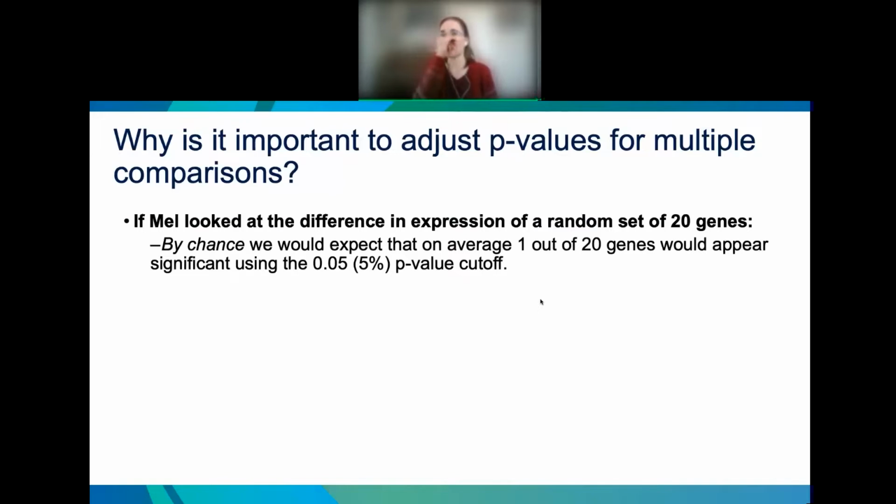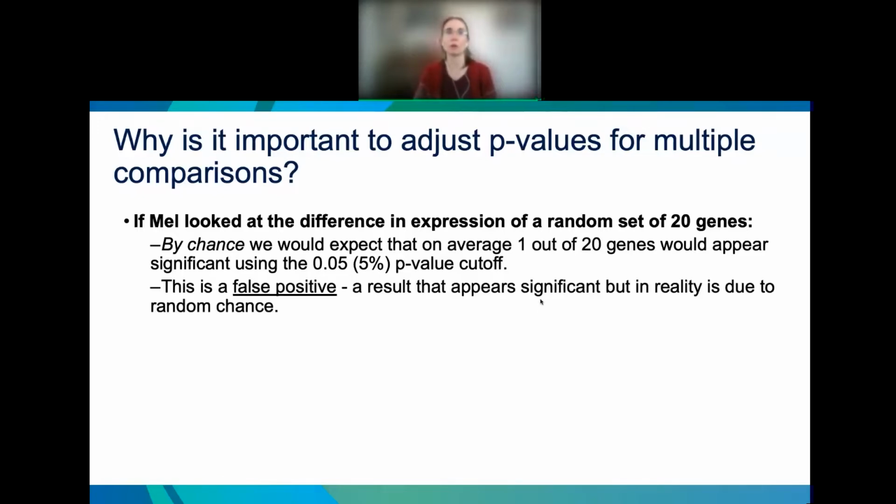Well, just by chance, due to biological stochasticity, we would expect that on average, 1 out of 20 genes would just appear significant using the 0.05 or 5% p-value cutoff. So 5% of our data would appear significant using the 5% p-value cutoff. And that's just by chance. So that's what we call a false positive. This is a result that appears significant because we've just sampled enough, but in reality, this is due to random chance.